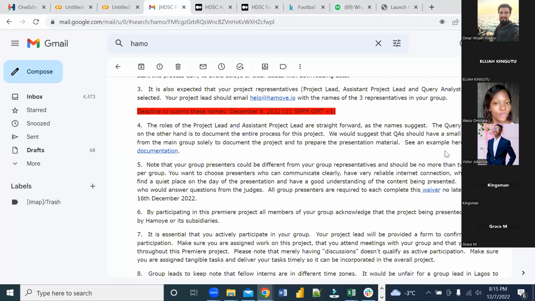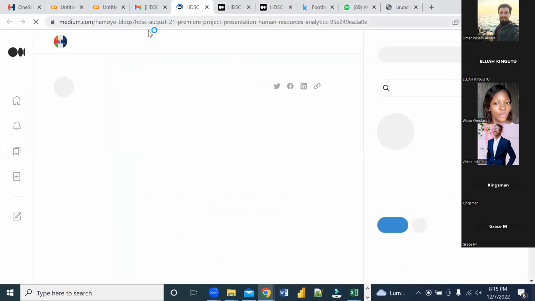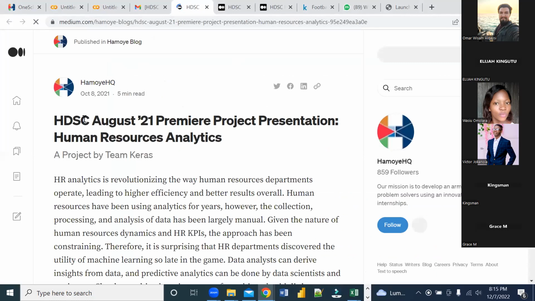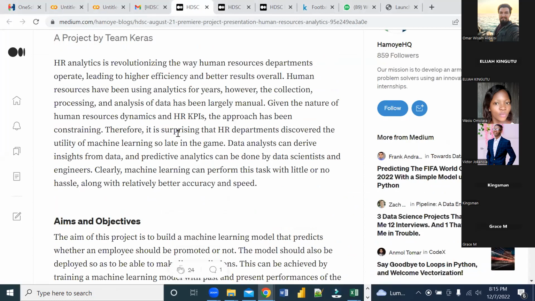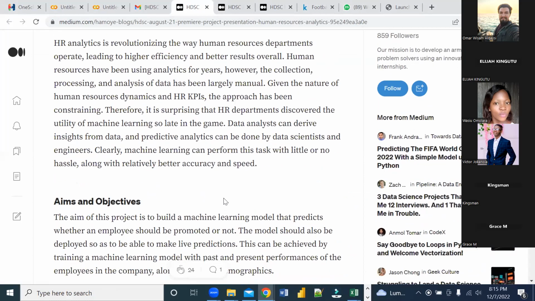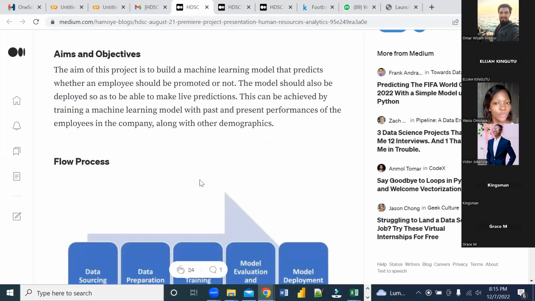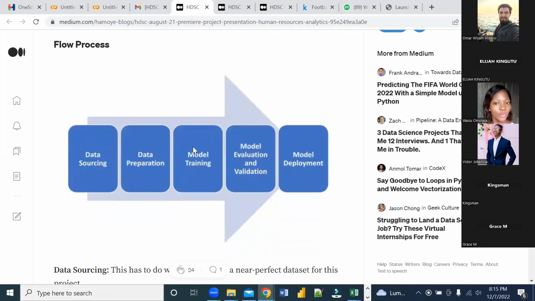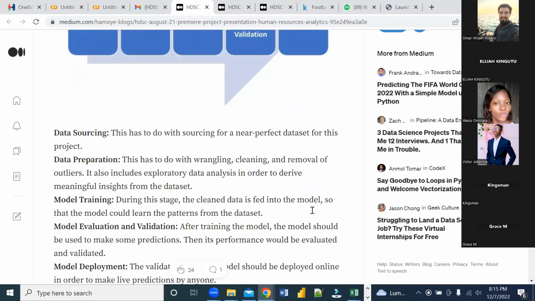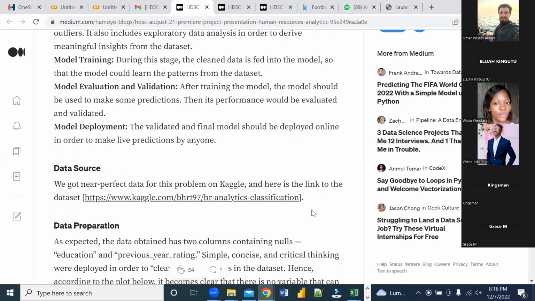Yeah, I wanted to show the project and documentation parts. So I'm seeing an example of the project documentation. So when I click here, that's the mail I was talking about. So this is a group presentation, August 21 Premier Project presentation. This is for human resource analytics. So maybe this is the introduction. They talked about the aim. So we need to have the aim and the objective of what we are doing. Then the flow process, more like a flow diagram. Data source, data creation. So this is the template. They talked about the data sourcing, data preparation, model training, all that, the source of the data.